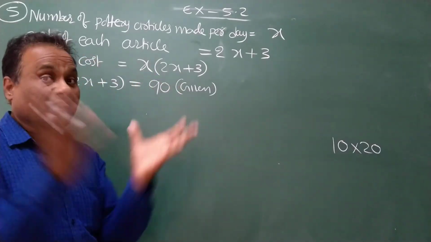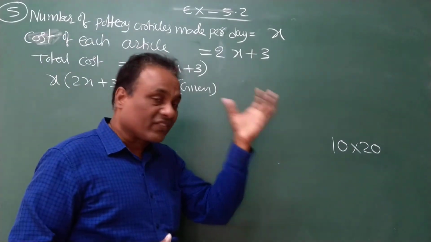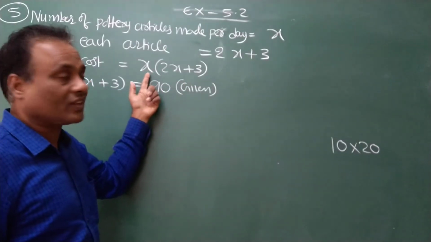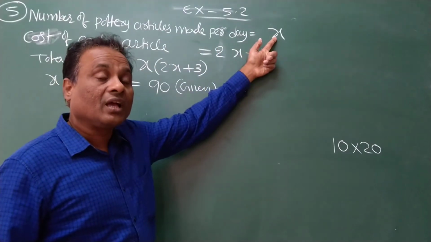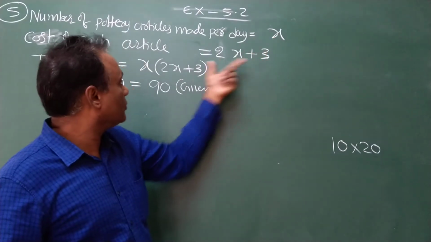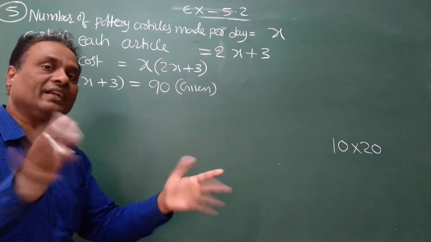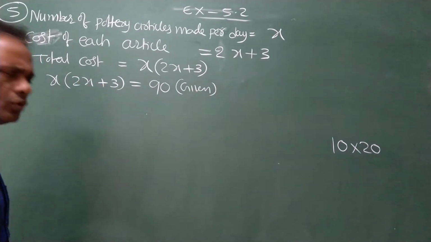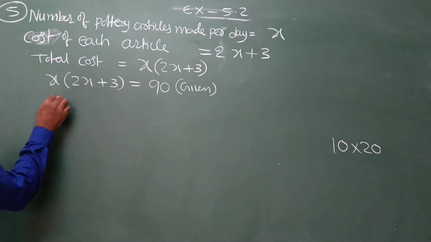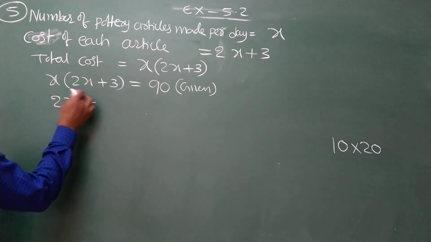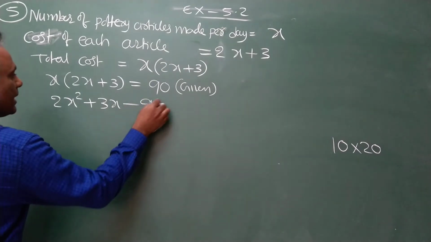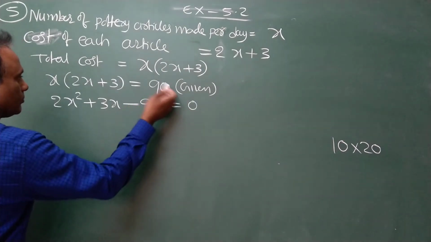Then what is the total cost? x articles, each article cost is 2x plus 3. Total cost is number of articles into per article cost. This is given as 90. Here onwards you can easily do. x into 2x is 2x square, plus x into 3 is 3x, minus 90 equal to 0.